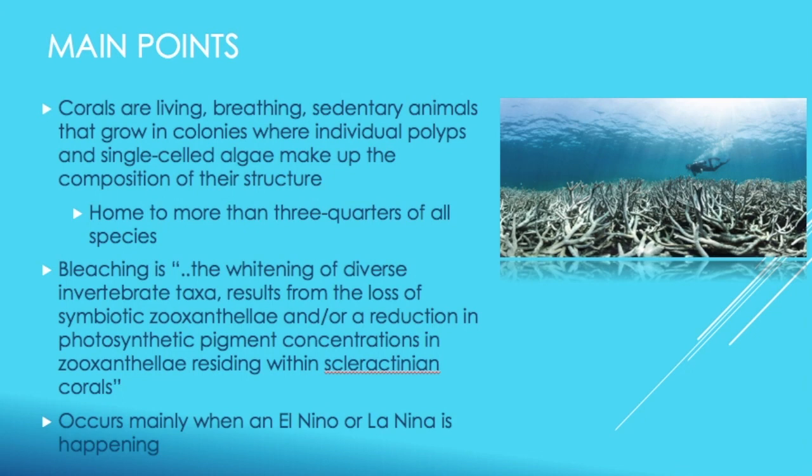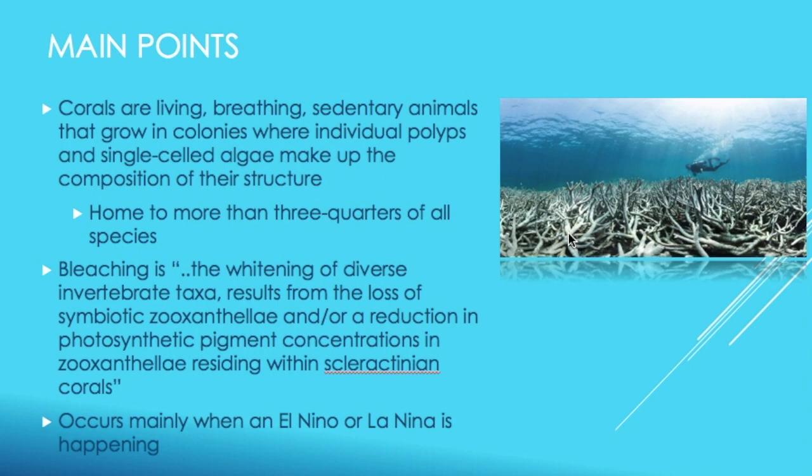So what bleaching is, the phenomenon that I've been talking about, is the whitening of diverse invertebrate taxa that results from the loss of symbiotic zooxanthellae and/or a reduction in photosynthetic pigment concentrations in zooxanthellae residing within corals. So this is a fancy way of basically saying that when the reefs are under stress, specifically thermal heat stress, they lose their color. And you can actually see in this picture here, this is what bleached dead coral looks like. It's that ghostly white color.